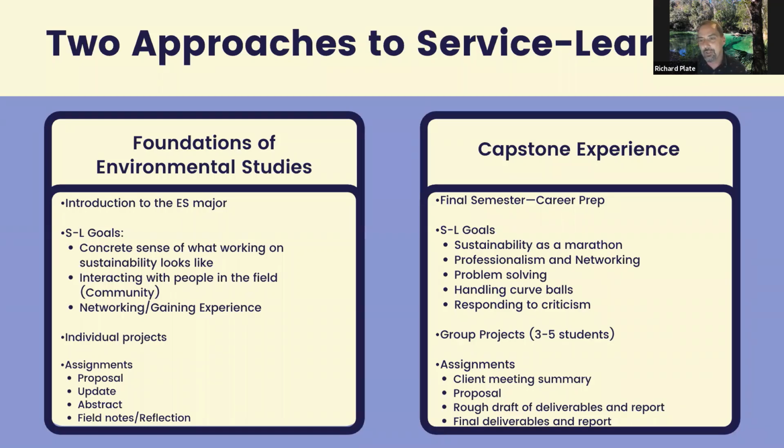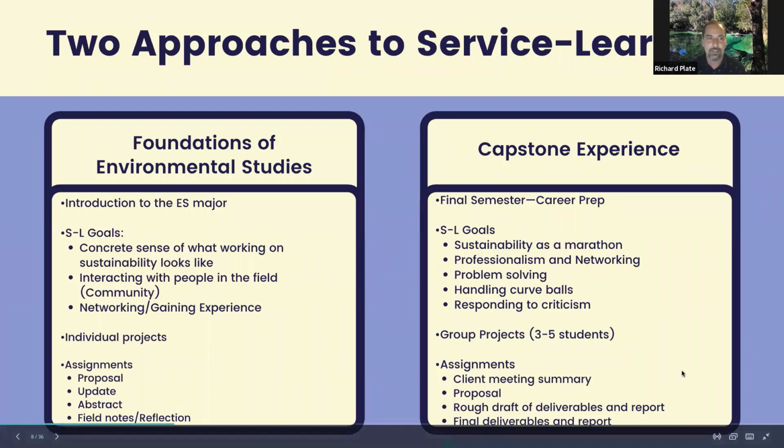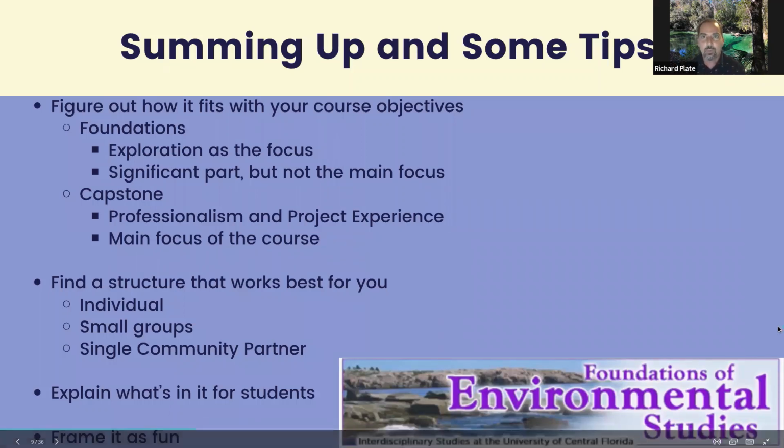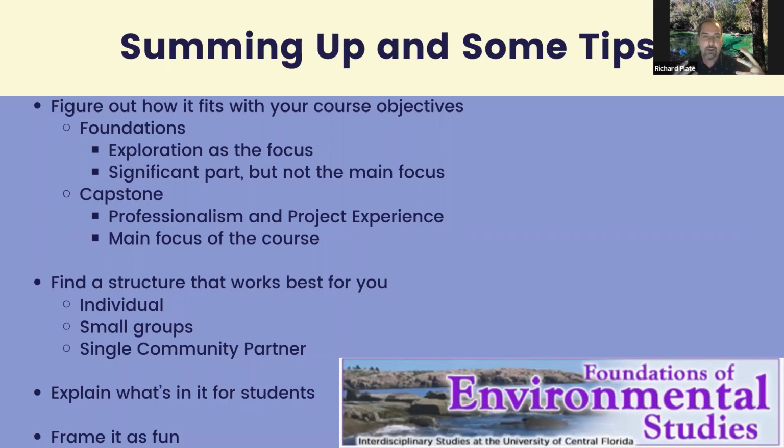So I went through the goals and the assignments at the same time there. If we could go to the next slide, I've just got a quick sum up, and then I'll stop talking here. So my advice to sum up, pull these both together, is, one, identify your objectives in the course, and then figure out how service learning can help you meet the objectives that you already have. Don't feel pressure to come up with whole new objectives. They should really be helping you achieve what you're already trying to achieve.